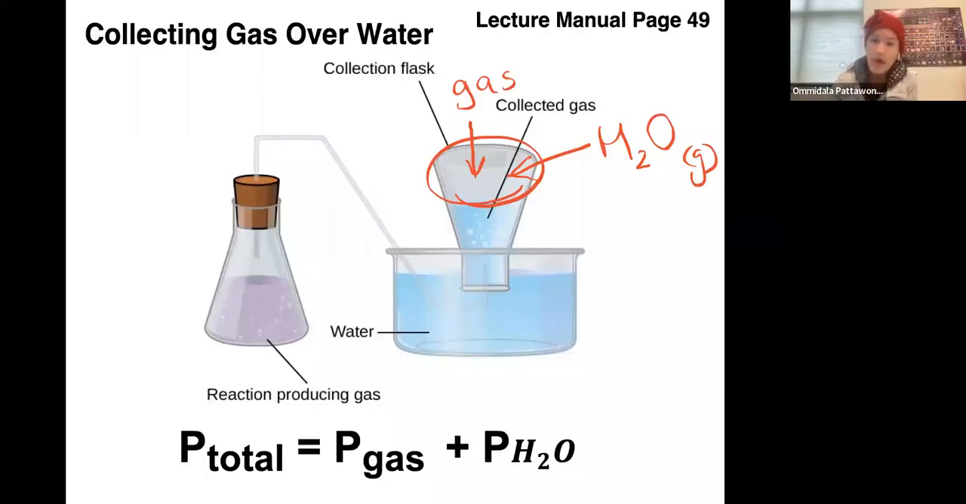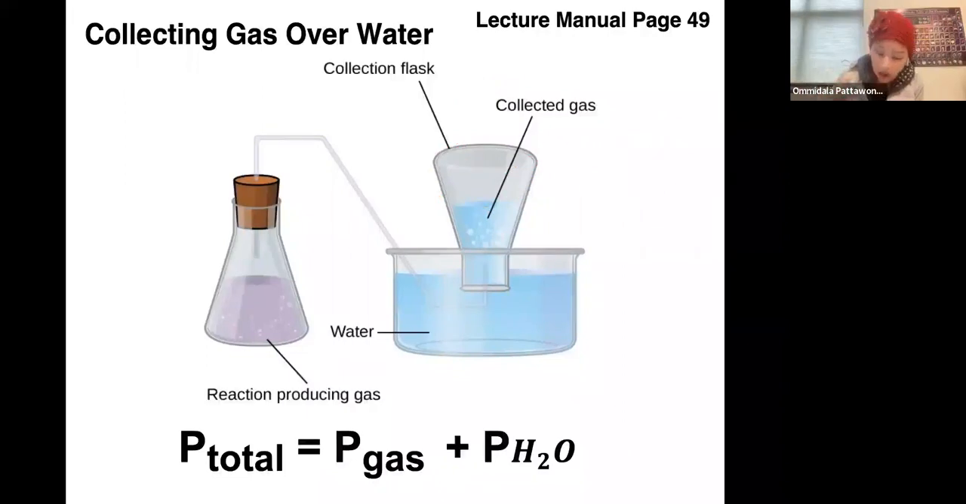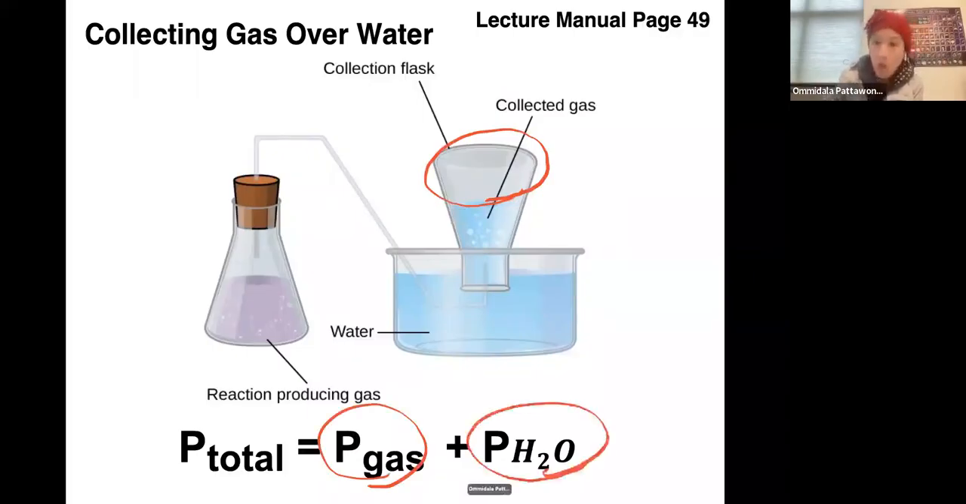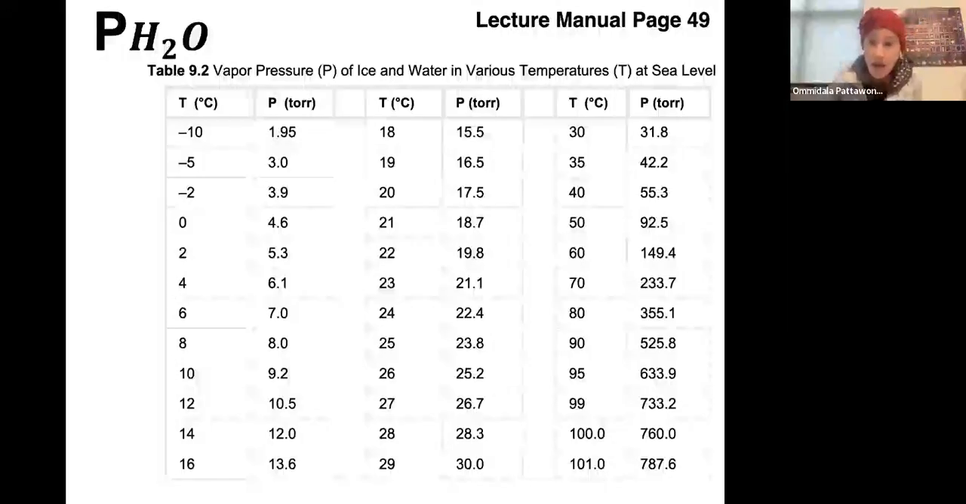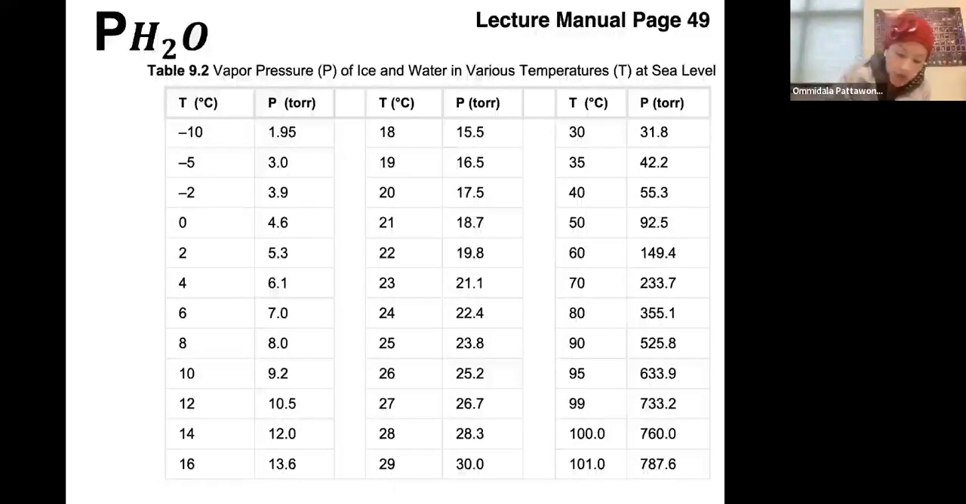That means that because we are looking at a mixture of gases, the total pressure within this flask comes from the partial pressure of the gas and also the partial pressure of water vapor, similar to the previous section that we learned before. Now, let's take a look at the partial pressure of water. When I talk about the partial pressure of water, this implies that it is in gas form.